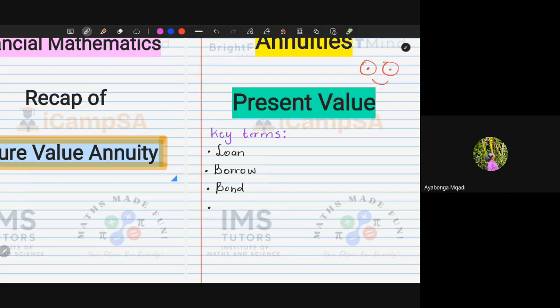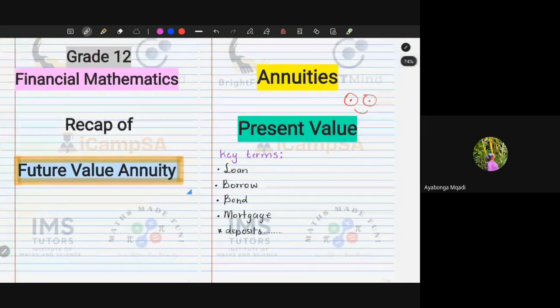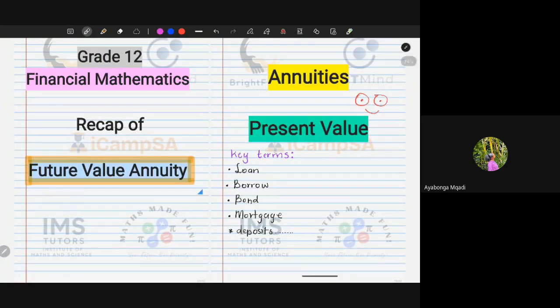And then if you see another term, which is called mortgage, others would call it mortgage. There are many ways to pronounce this, but I'll call it mortgage. This is another term that you need to look out for. And obviously the term that is common to both of them would be deposits, continuous deposits, and so on. So this is what we are looking for under present value. These are the key terms.